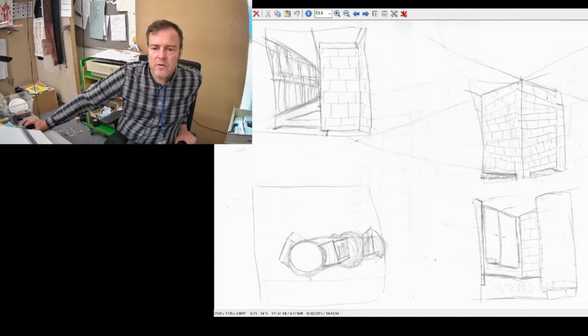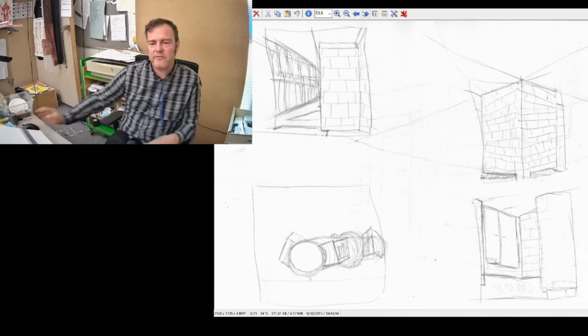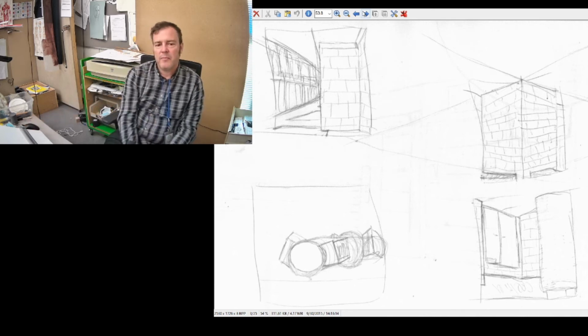Do you crop before or after you draw? That's a great question. Question is, do you crop before or after? And I would encourage you to just start drawing and then crop after.